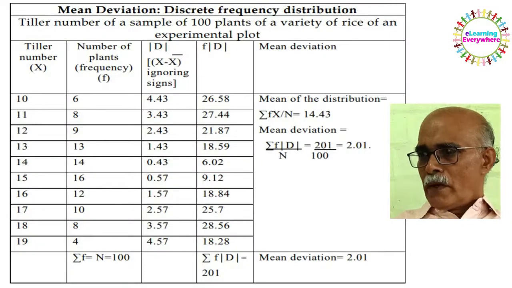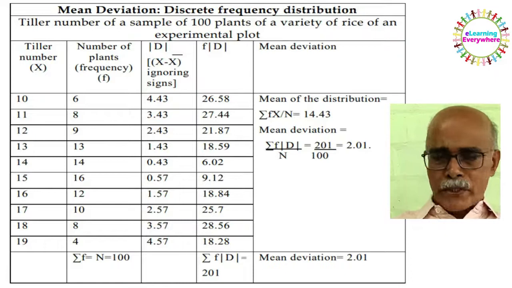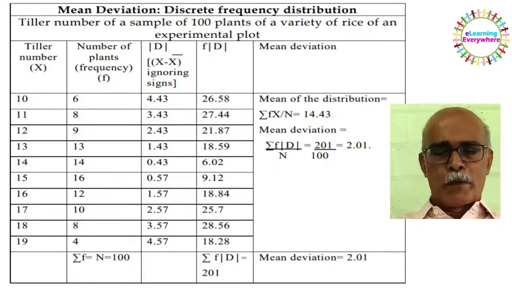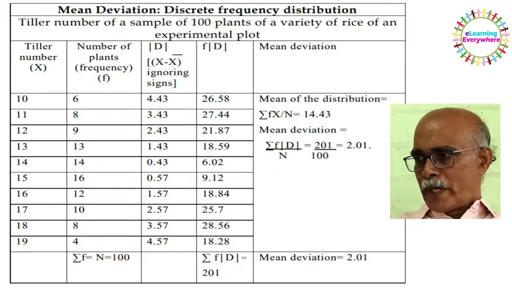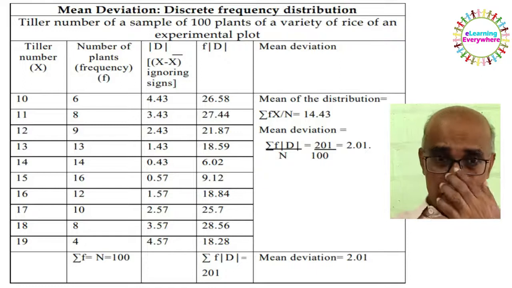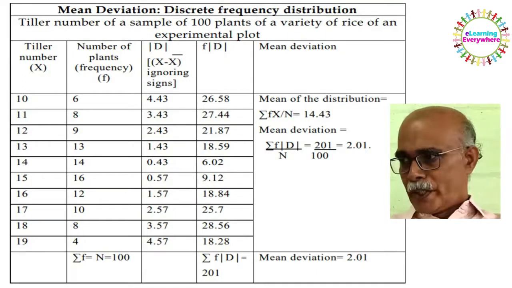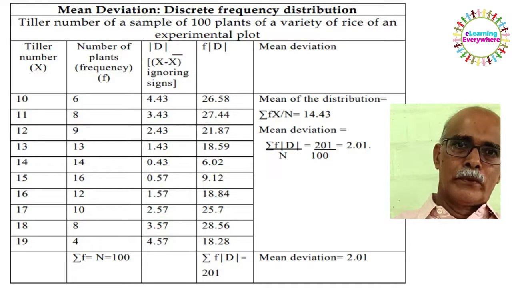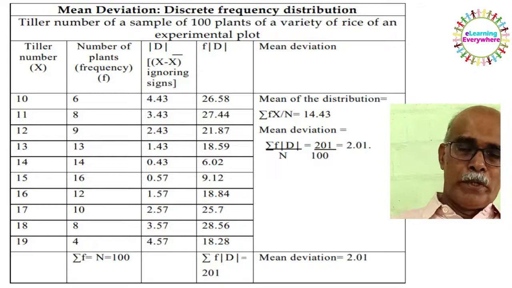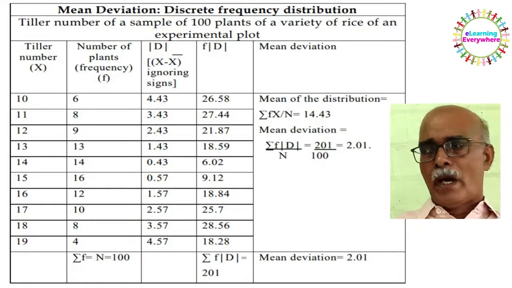In the case of discrete frequency distribution, as you know, it's a frequency table, each value of x will be having a different frequency. So you will be having two columns, the x column, the variable column, and the f column, the frequency column. And here also you are given an example on the tiller number of a sample of 100 plants of a variety of rice of an experimental plot, and tiller number varies from 10 to 19, and the corresponding frequencies are given, and the first step is to find out the total number of units in the sample given. N is to be calculated, n is equal to sigma f, and here it is 100.